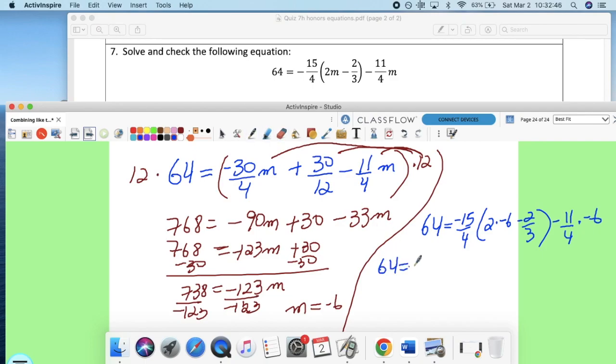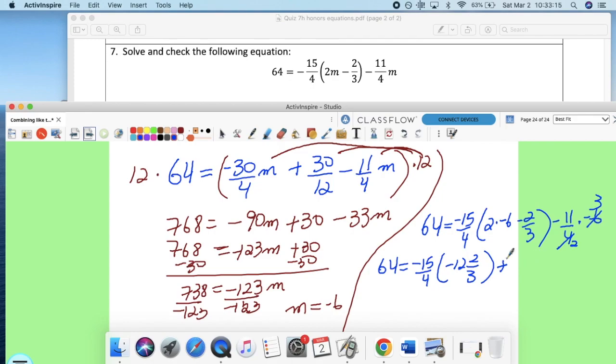64 equals, and then negative 15 over 4. Inside the parentheses, 2 times negative 6 is negative 12. And negative 12 minus negative 2/3 is just negative 12 2/3. Then we have negative 11 over 4 times negative 6, so that's going to give me positive 66 over 4, which simplifies as 33 over 2. 11 times 3 is 33, and then don't forget we have to divide by 2.